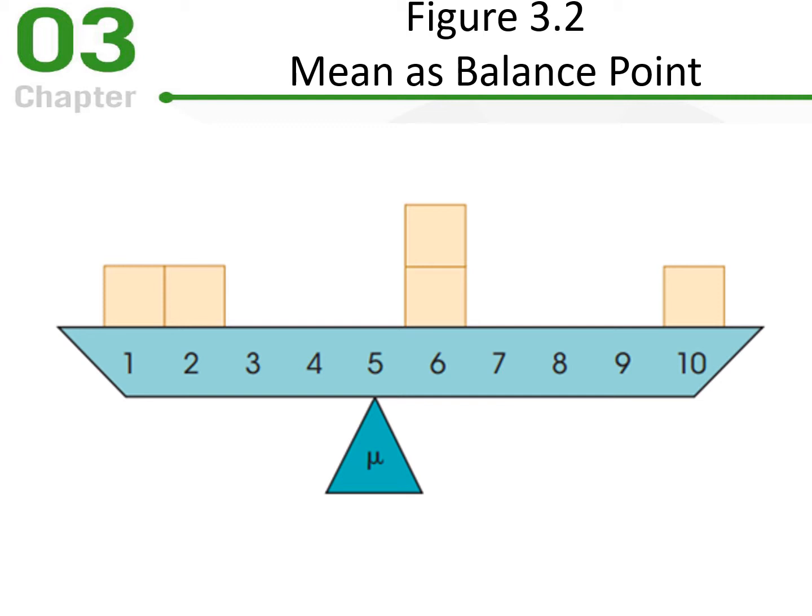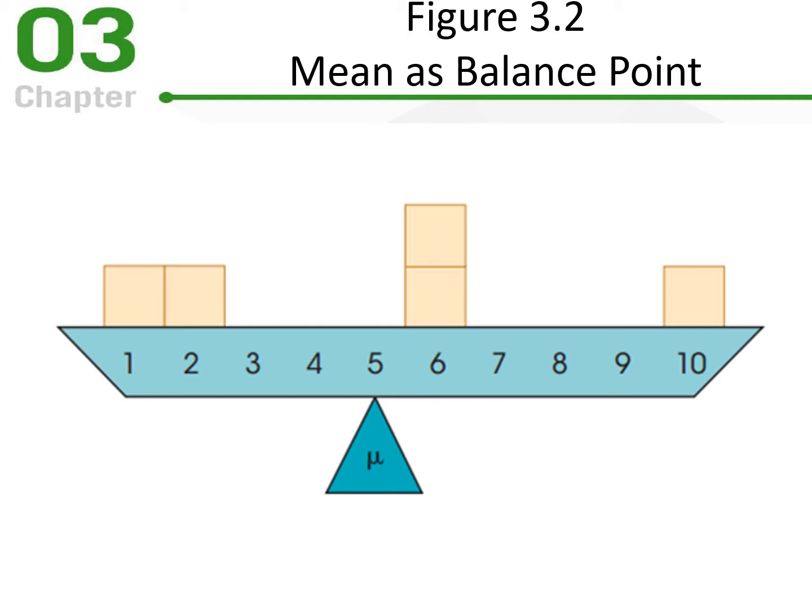So that's what we call the deviation scores. And you're going to be learning about that when we calculate variance and standard deviation. So the mean of 5 here balances it out. The distances for all of them add up to 0 from the mean.